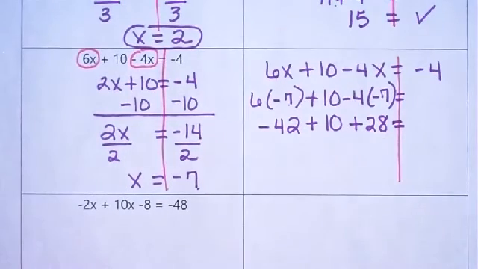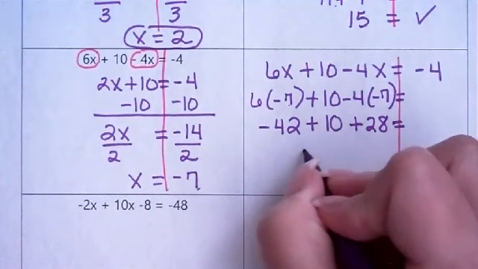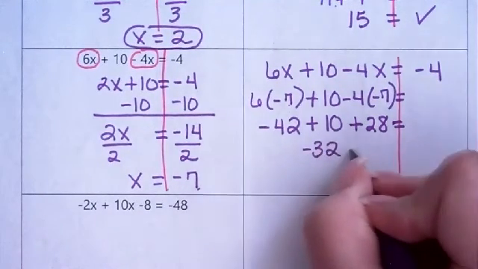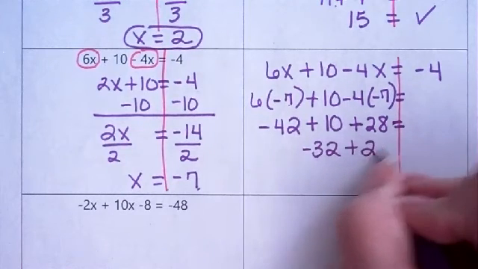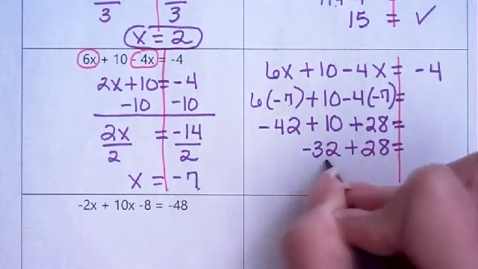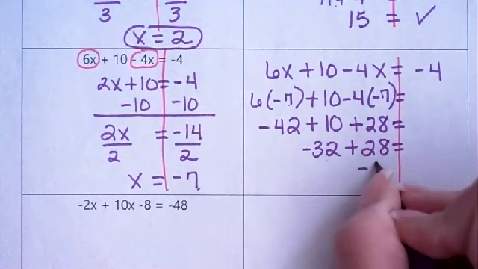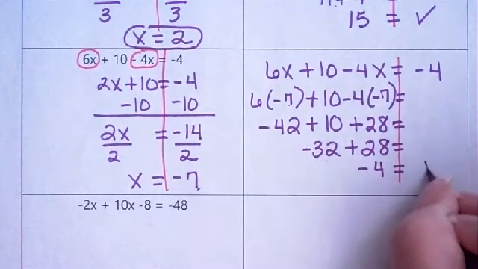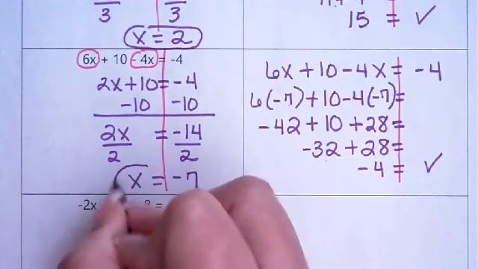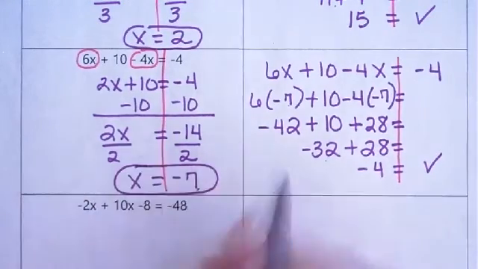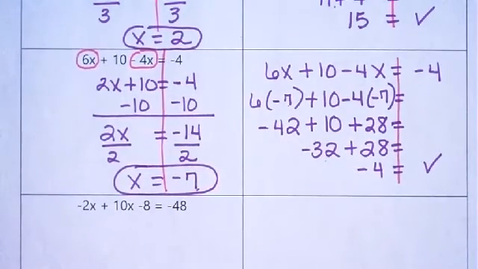Okay, that's why. Now, let's do the addition. Negative 42 plus 10, that's negative 32, plus 28. Negative 32 plus 28 is negative 4, and that checks out. And there is our answer. Okay, pause your video, make sure everything's correct, and move to example 4.